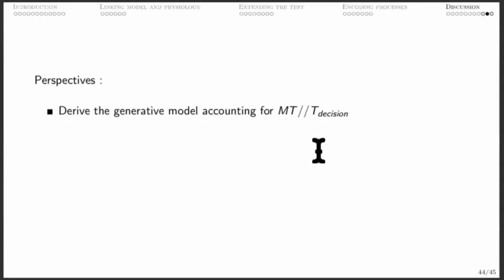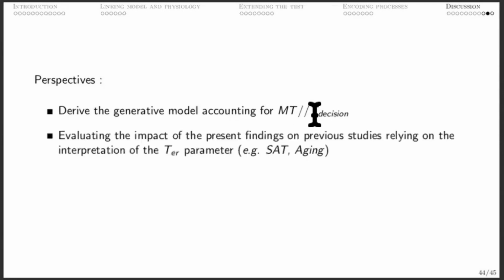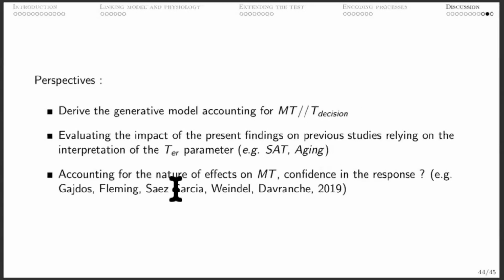So now about the perspectives for the work. Well, we want to derive a generative model that can account for the parallel nature of motor time and the time needed for decision. We also would like to evaluate the impact of the present findings on previous studies relying on the interpretation of the non-decision time parameters, such as speed accuracy trade-off or aging. And we want to account for the nature of the effects on the motor time. For example, we have another line of work with other collaborators where we are looking at how the confidence in the response might explain some results we observe on the motor time.